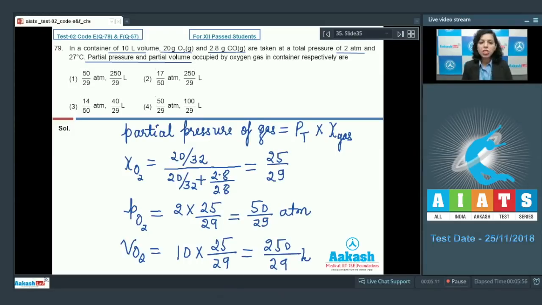Now we have partial volume as well as partial pressure. We can easily choose the correct answer, that's given in option 1, and that's why I mark here the correct answer, that's option 1. I hope this question is clear to you. Now let's move on to the next question.